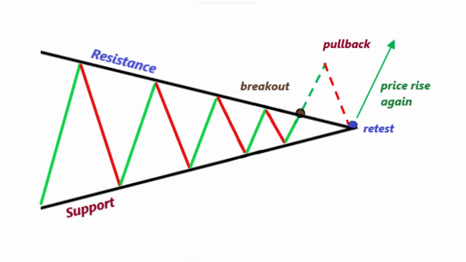The second situation occurs when a pullback and retest form after the breakout. Price breaks above resistance, pulls back for a short period, tests the former resistance as support, and then continues its upward move.